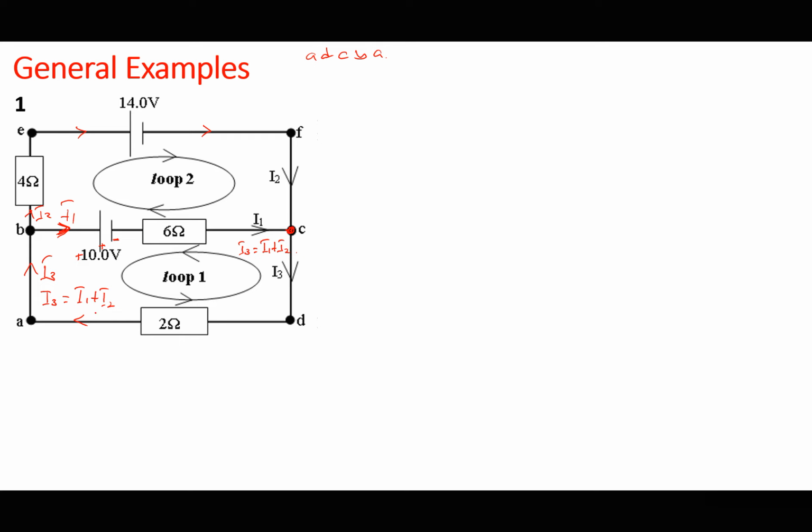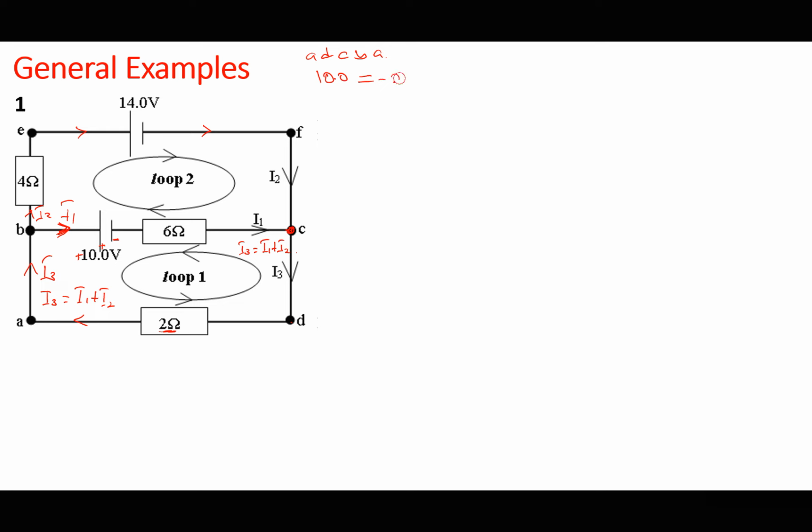Since there is no other cell in the lower loop, the sum of the EMFs is going to be positive 10.0 volts, which should be equal to the sum of the PDs. So for PDs, I look at the resistors. If the current through a given resistor is in the same direction as the loop, the PD is positive. If the current through the resistor is in the opposite direction to the loop, then the PD is negative. In moving from A to D, D to C, I'm moving in the opposite direction to the current through the 2 ohm resistor. So the PD is negative.